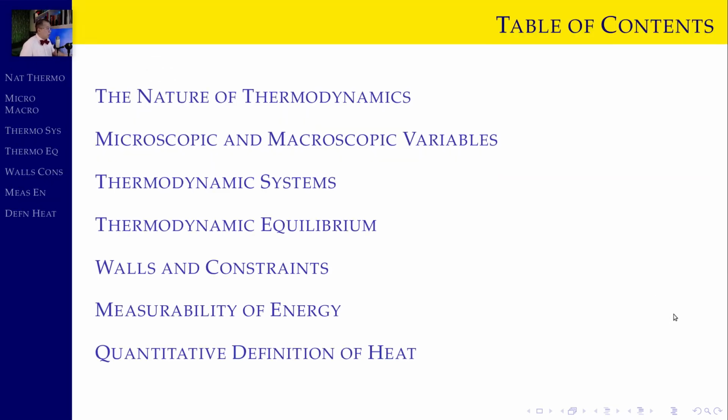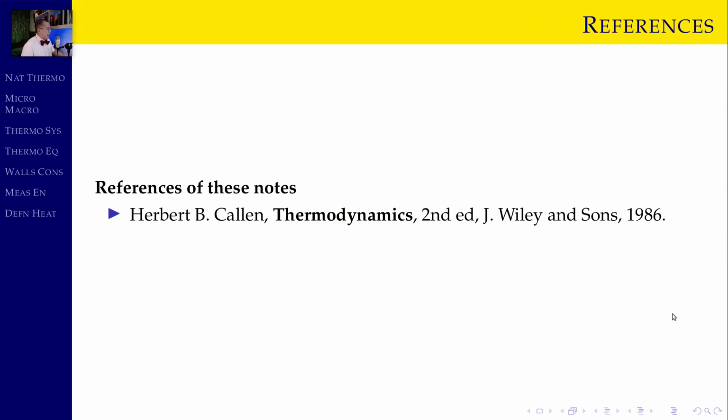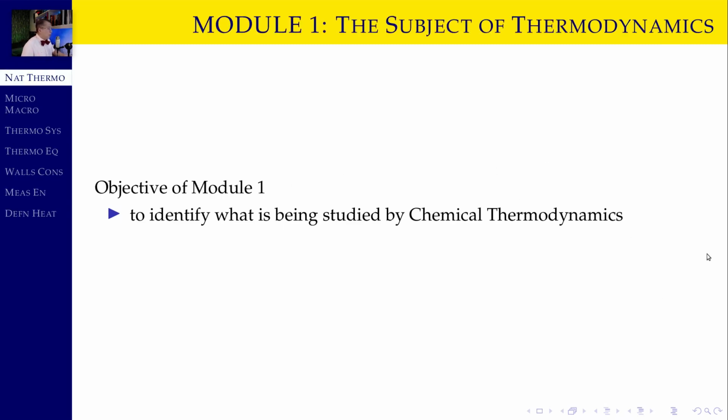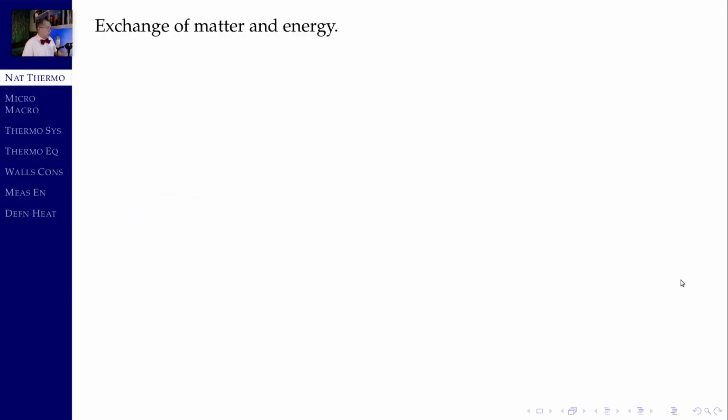So this is the outline of the entire chapter. It's in your notes. And the reference for this chapter, in fact for the next 3 chapters, the main reference will be Herbert B. Callen's Thermodynamics, 2nd edition. The first module for this chapter is called The Subject of Thermodynamics. The objective of this module is for us to identify what we are going to study in this class called chemical thermodynamics.